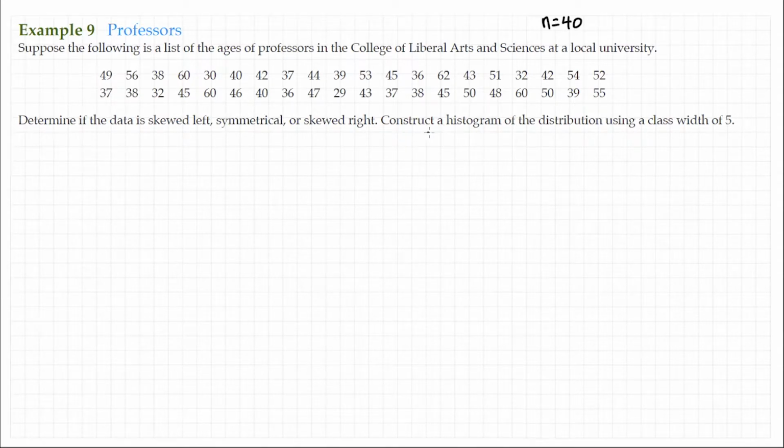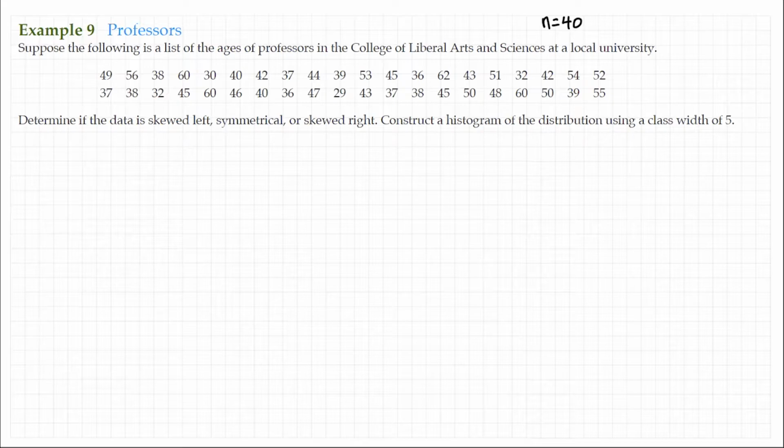And then, of course, it says construct the histogram of the distribution using a class width of 5. So we're going to first go ahead and create our histogram, just to see how it would look. And then maybe use the histogram to determine whether the data is skewed to the left, skewed to the right, or symmetrical. So if you recall, the first step in order to make a histogram is we have to put in our number line. Now our number line goes off into infinity in either direction. We don't need infinity. We only need a certain span.